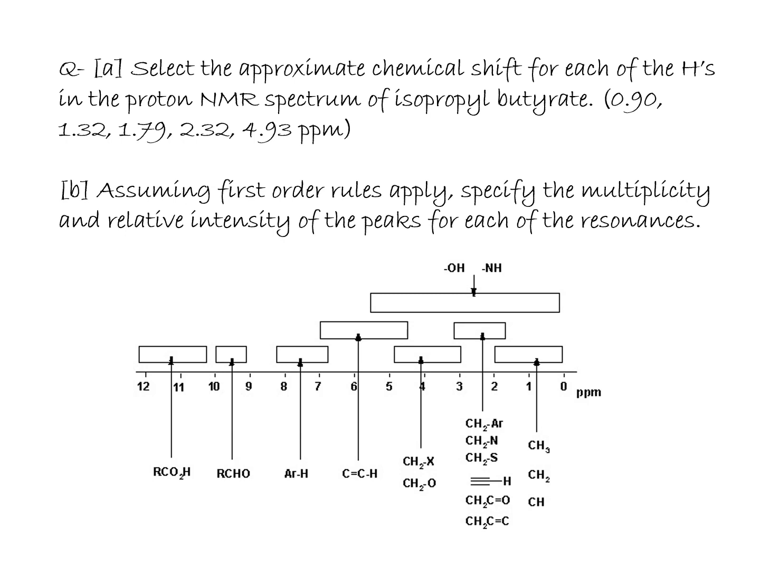Select the approximate chemical shift for each of the hydrogens in the proton NMR spectrum of isopropyl butyrate: 0.9, 1.3, 1.79, 2.32, and 4.93. Assuming first order rules apply, specify the multiplicity and relative intensity of the peaks for each of the resonances.